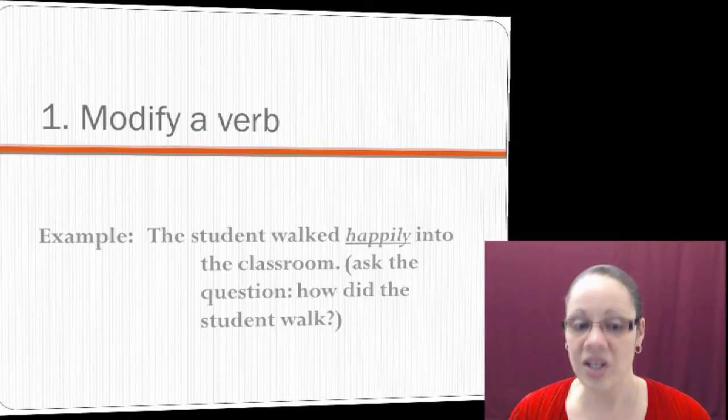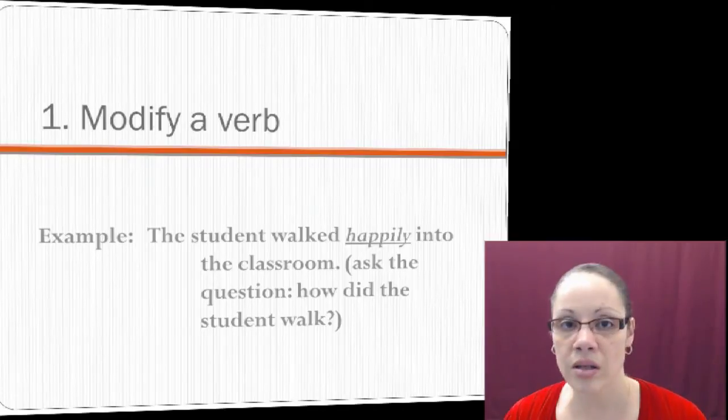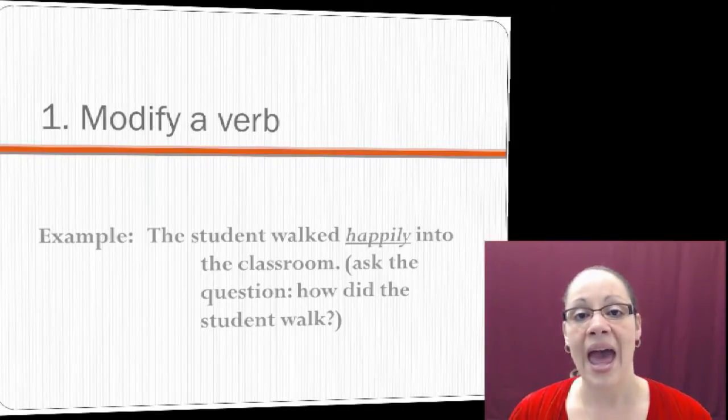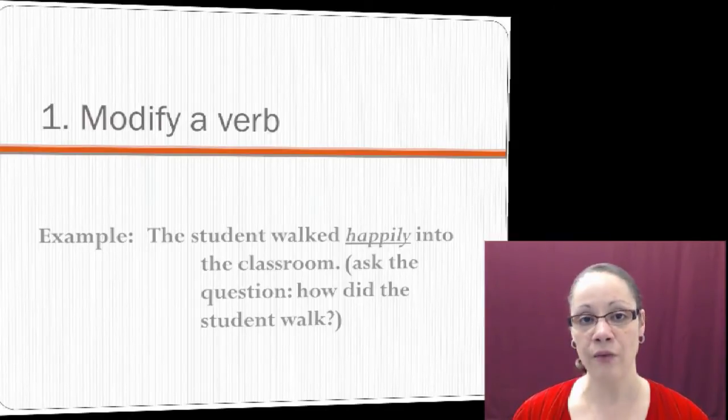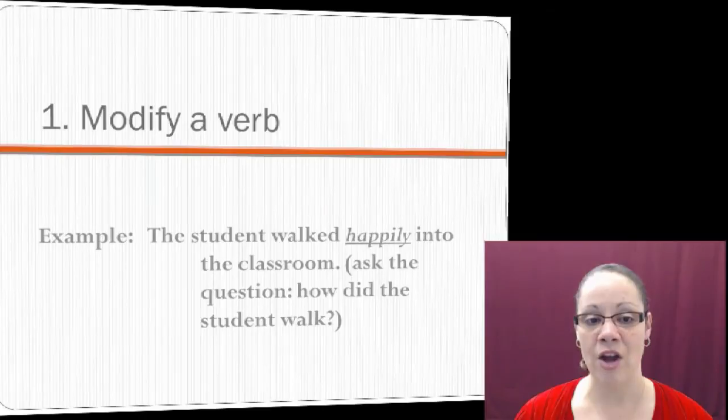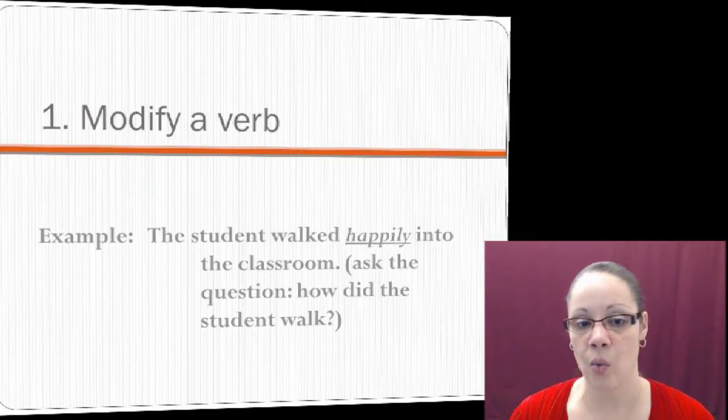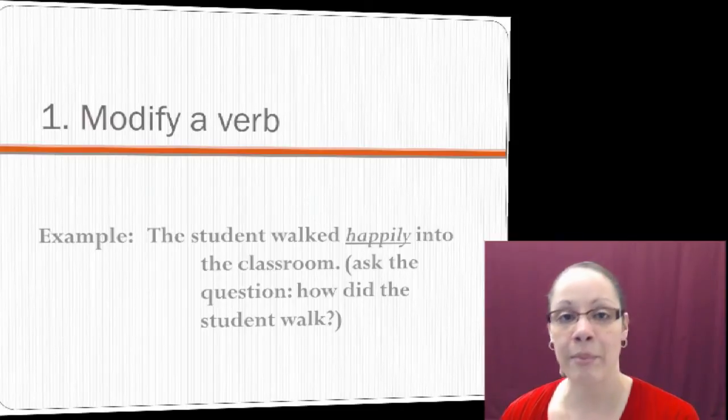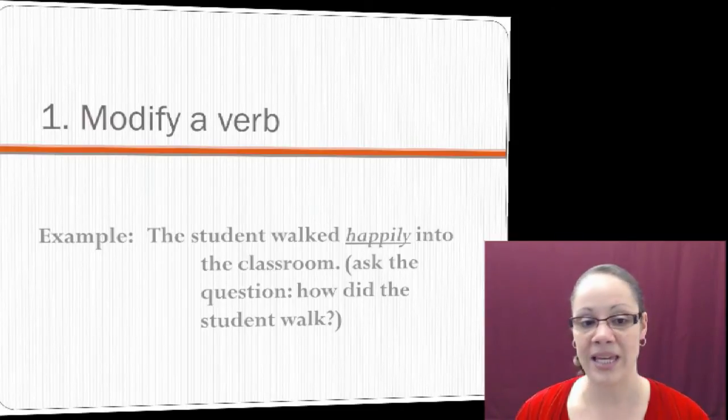Now, ask the question, how did the student walk into the classroom? Happily is the answer for that. It happens to end in ly, so we know happily is our adverb, which is modifying or describing the verb walked. How did the student walk? He or she walked happily. So happily is our adverb, again, modifying our verb walked.